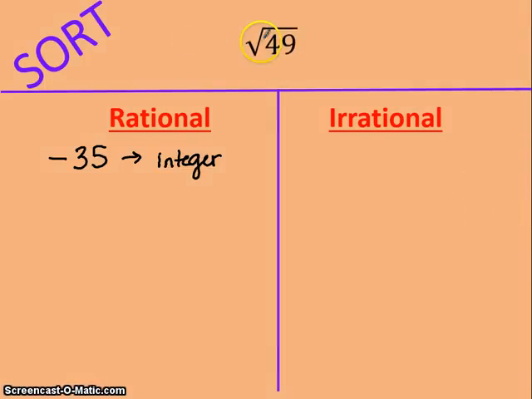What about the square root of 49? Is there a whole number that I can multiply by itself to make 49? Yes, 7 times 7 makes 49. So this is a perfect square root. The square root of 49 equals 7. So it's rational because it's a perfect square root.